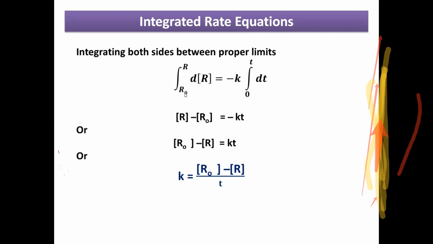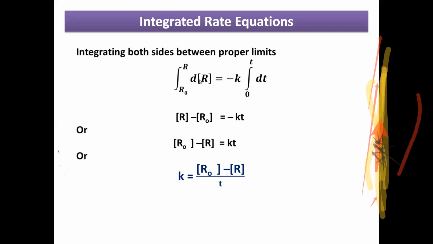So you just put down the limit over here only: integration of dr from r0 to r equals minus k. Minus k being a constant, I have kept it out of the integral, and integration of dt within the limit of 0 to t. So after solving, this derivative and this integration sign will get cancelled out, and what remains is r, because integration of dr is always r.